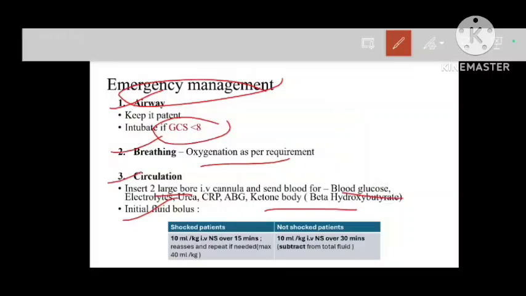In case the patient is in shock, you can give a 10 ml per kg bolus over 15 minutes. If the patient is not in shock, then give 10 ml per kg IV NS over 30 minutes. But you have to subtract this from the total fluid. We'll discuss it later on.